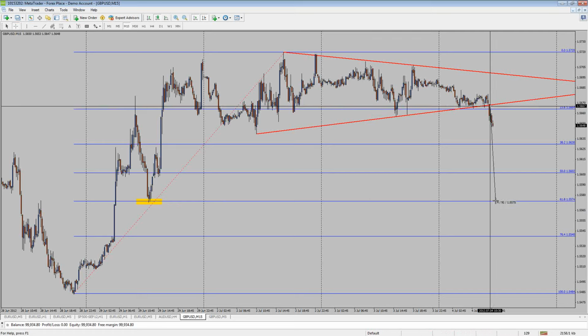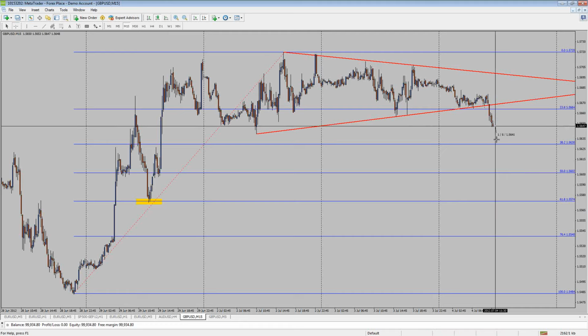So, let's see how much we have. We have about 90 pips from the breaking of the triangle, which is more or less the height of the triangle. So technically, we may see the pound dollar move all the way down to the 61.8 Fibonacci. Obviously, it may stop even before. It can even continue more than that, especially after this long consolidation.